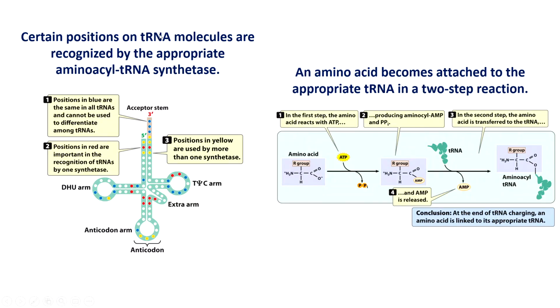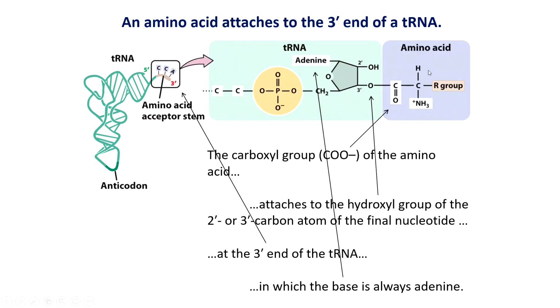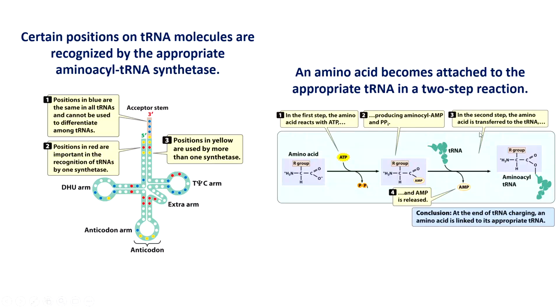Certain positions on the tRNA molecules are recognized by the enzyme that is supposed to charge it. And so these are the positions in blue. These are the same in all tRNAs, and they can't be used by the enzyme to differentiate between different tRNAs. These all have to be the same because amino acids are all linked to tRNAs in the exact same way, in this way that I was just describing.